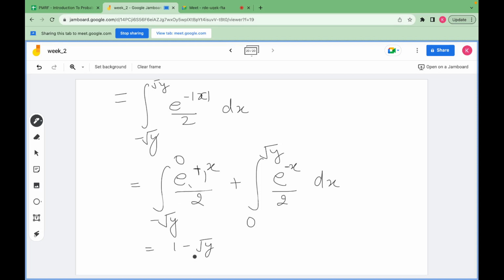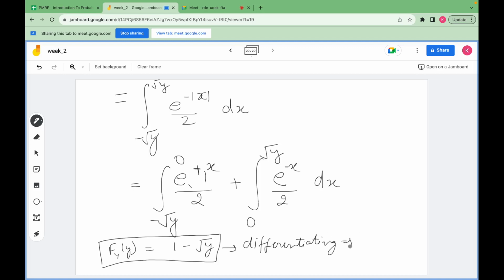Okay, so this is the cumulative density function for y, and after differentiating it, you will get the probability density function. So that will come out to be e to the power minus root y divided by 2 root y. You can try this, and you can check that by differentiating this term you are getting this. This will be the PDF.